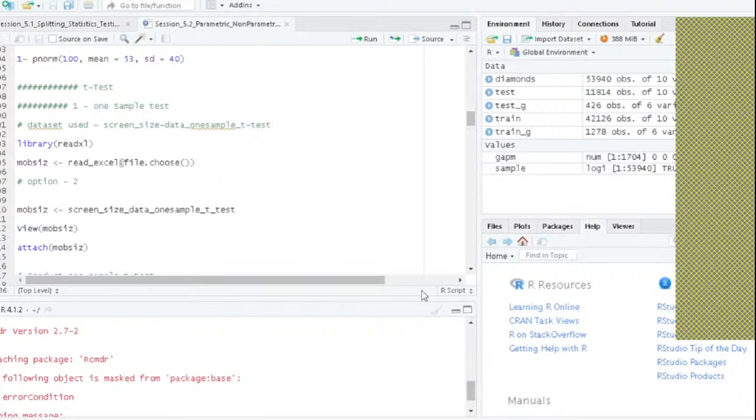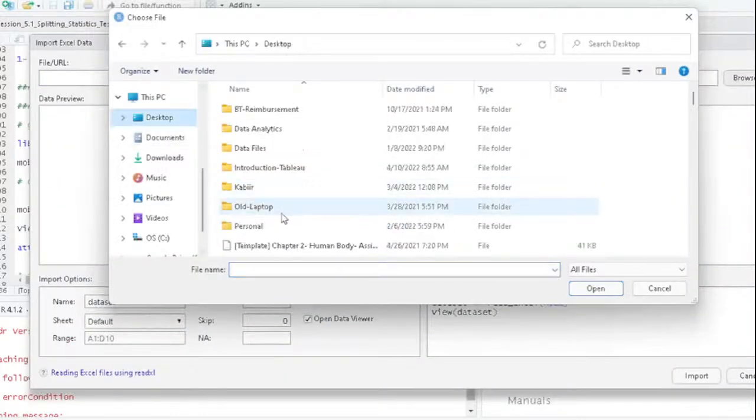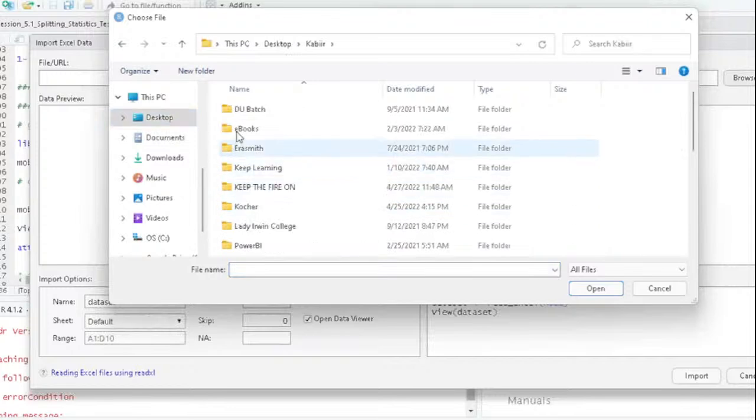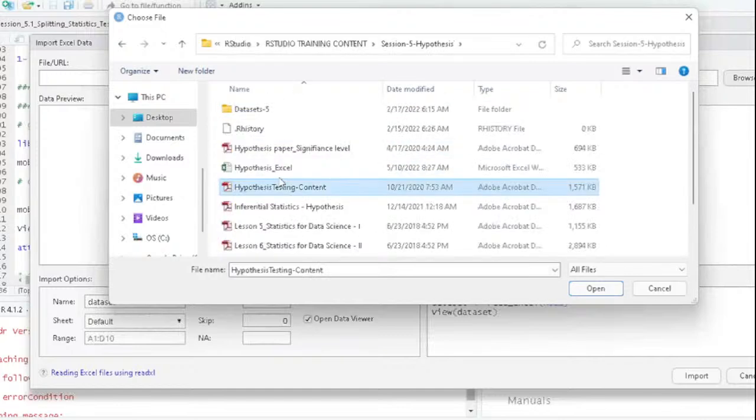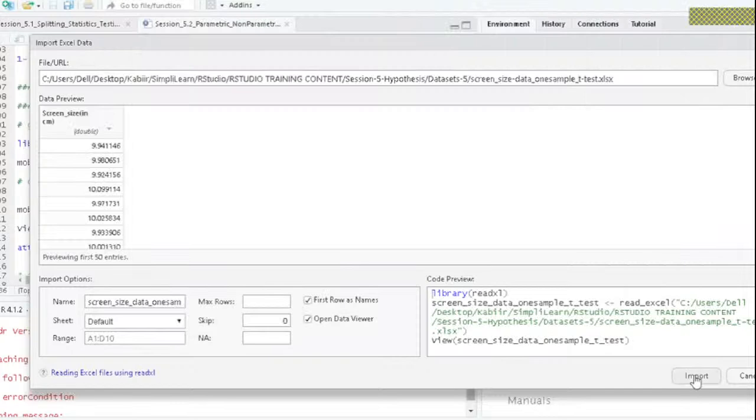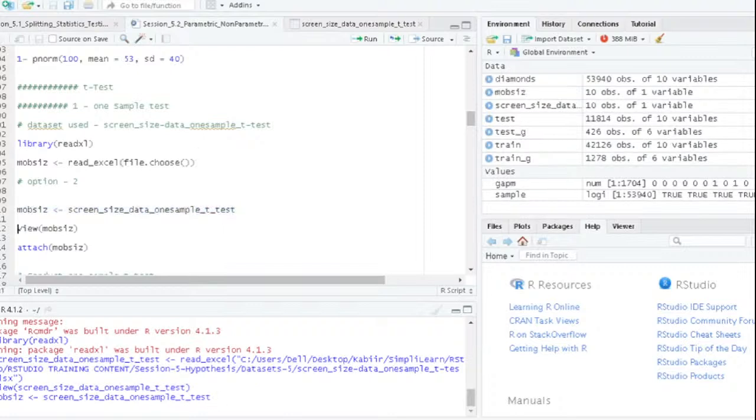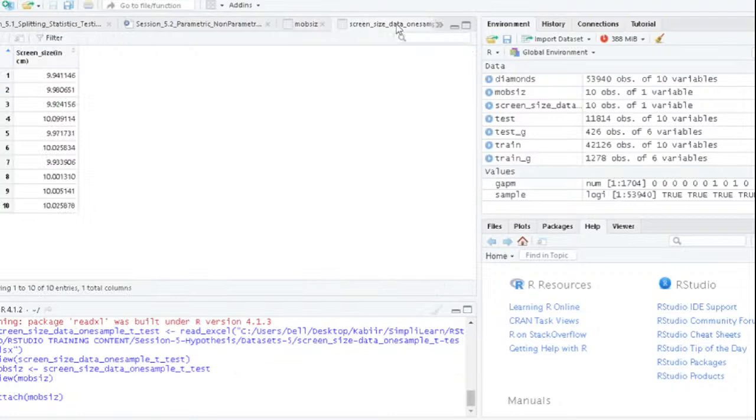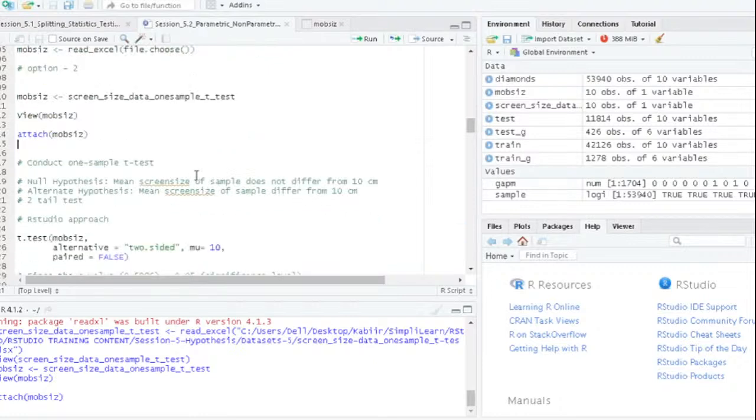Okay, good, thank you. So let's view this. I have not imported it, I'll import it. Screen size, right? So I have 10 observations here and they are imported. Let me assign the name mob. So all of you are able to view, right? Now how do you conduct a one sample t test?